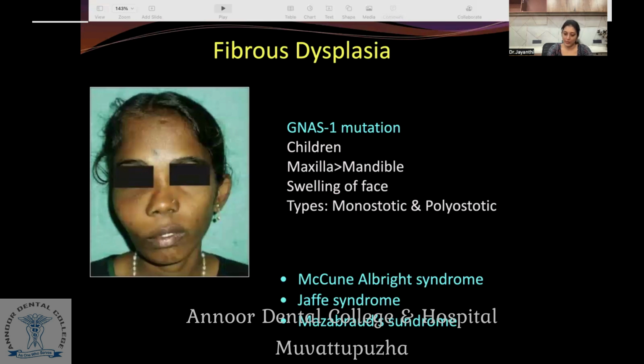And just for your reference, the café-au-lait spot or the brown pigmentation that you see in Albright syndrome and Jaffe syndrome is also seen in a third disease, that is called neurofibromatosis type 1. That is also an important question for you in the exam. It can be asked in the viva. In which diseases are café-au-lait spots seen? The answer will be number 1, McCune-Albright syndrome, number 2, Jaffe syndrome, and number 3, neurofibromatosis type 1. In all these three diseases, you can see café-au-lait spots.